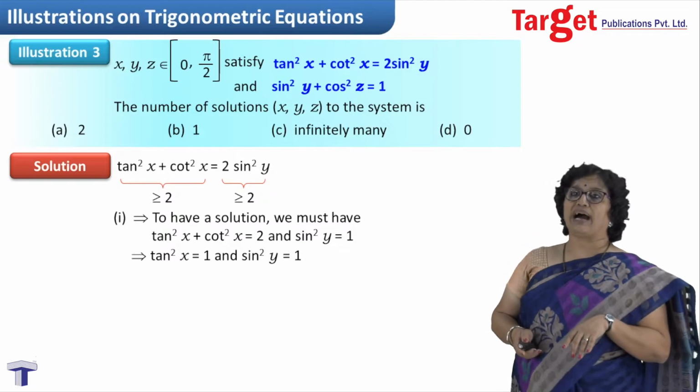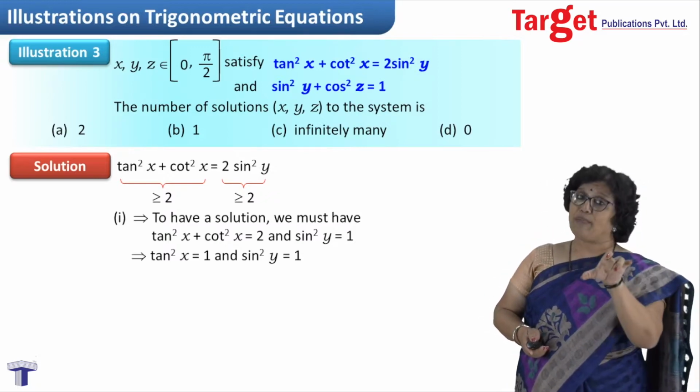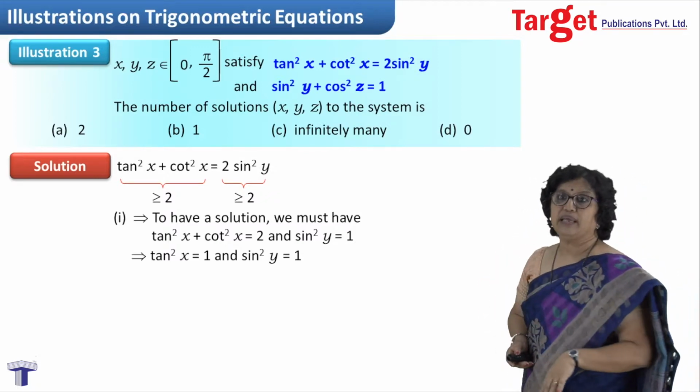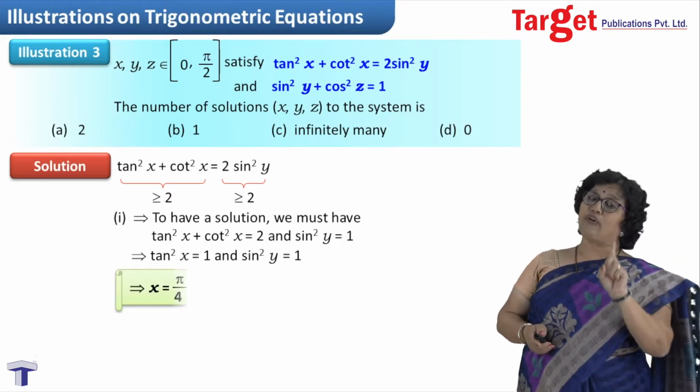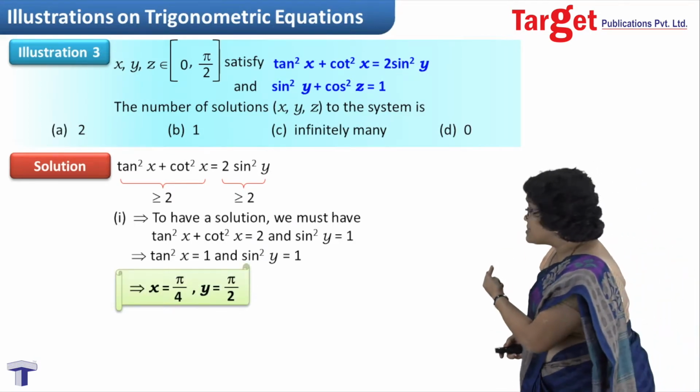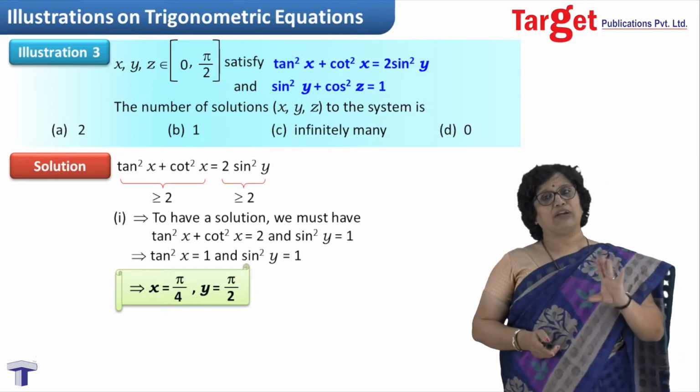Now when sin square y is 1, that information I will be using in the second equation. And from tan x equal to 1, I have found x equal to pi by 4, and from sin y equal to 1, I have found y equal to pi by 2.